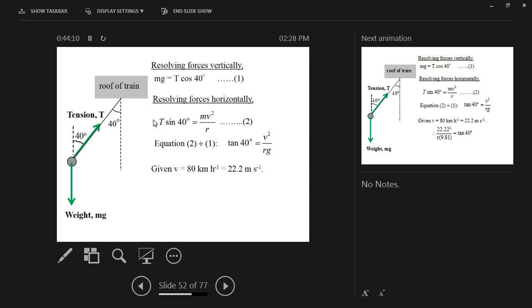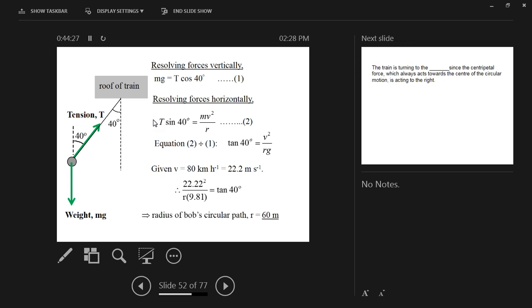But be very careful because the speed given is not in meter per second. It's not SI unit, so you need to convert to meter per second. So with that, your r is 60 meters. Very good. So you should be able to solve this fast.